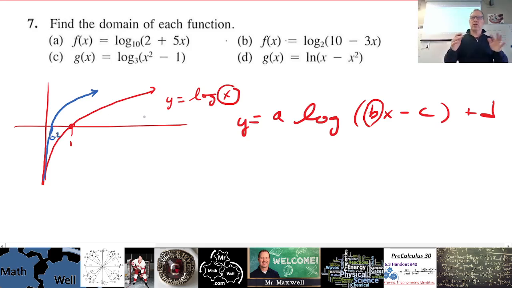Okay, so that hasn't changed the domain yet. That doesn't change the domain. What about the 2? If we're looking at 2 as a c value, that's actually 5x plus 2. So that looks like it might move it which way? If it's a positive 2, it looks like it should move it left.